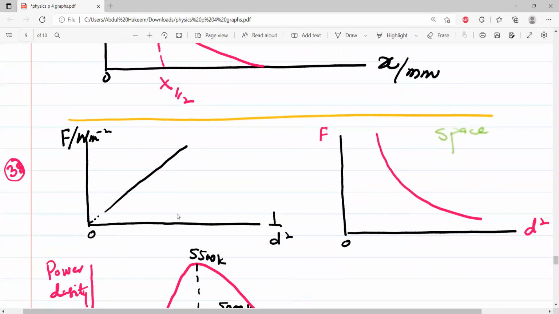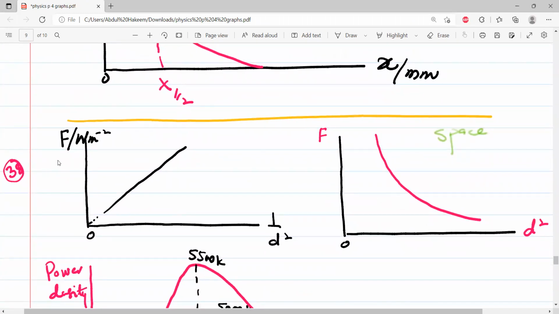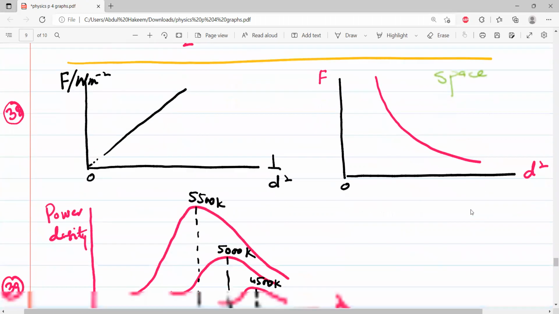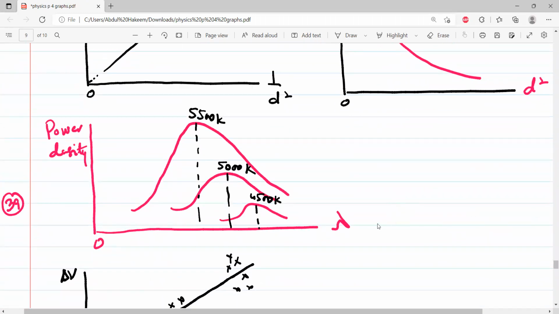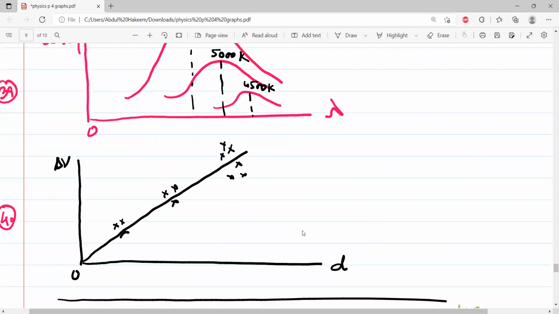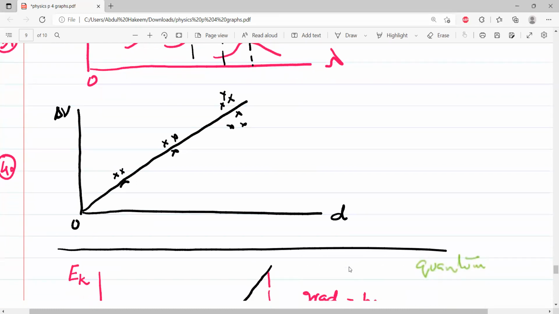Then cosmology and astronomy. This is the flux intensity against 1 over d squared, F and d squared. This is the power density against lambda. Then recessional velocity v is equal to H naught d.